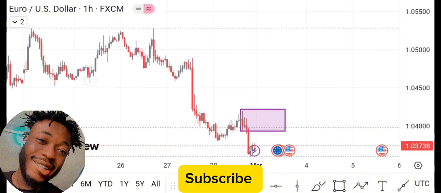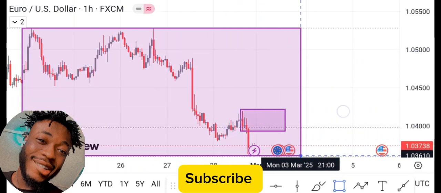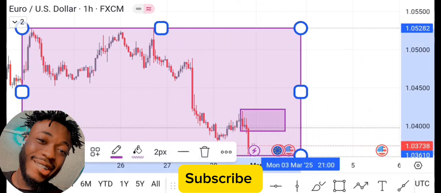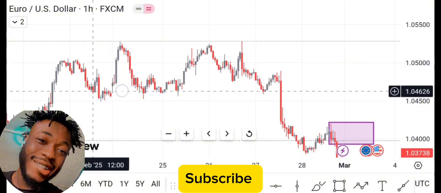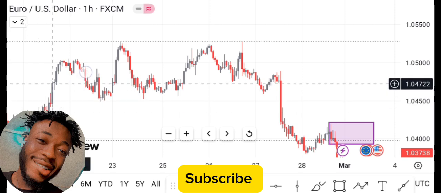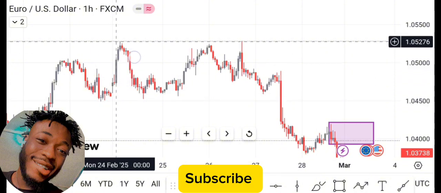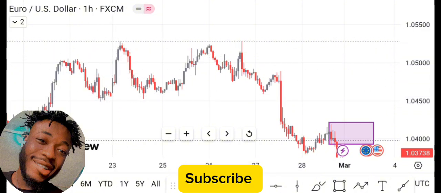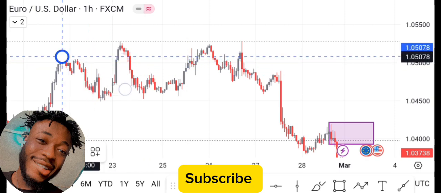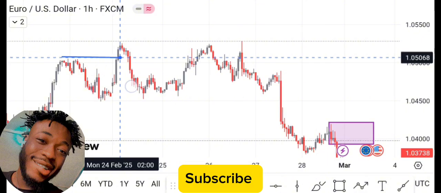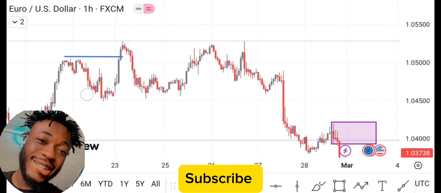Now let's say we want to trade what happened over here. So now let's start from this place. You can see price has been moving to the upside, then price came down, then this bullish candle broke this structure right here. So after a break of structure or a change of character, that is when you want to look for your order block.